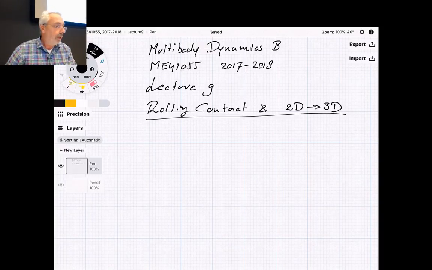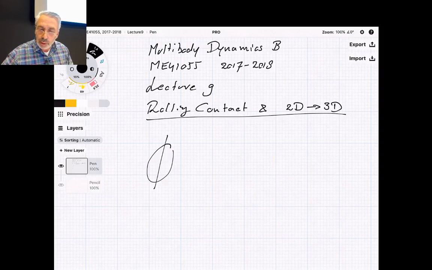Okay. So as I said today, two topics: rolling contact in a two-dimensional world, and going from 2D to 3D. I also want to do a small example with MATLAB, of which I will post the M files on Brightspace. So if you feel like it, you can run them at home, and it's all about this rolling contact and non-holonomic constraints.